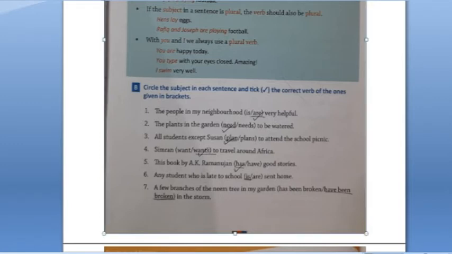And sixth is, any student who is late to school is sent home. So any student means any particular student. We'll use the singular verb is. And the seventh is, a few branches of the neem tree in my garden. A few branches means more than one. Few branches, this is plural. So we use the plural verb have been broken in the storm. In this way we have to use subject and verb agreement in completing our sentences.